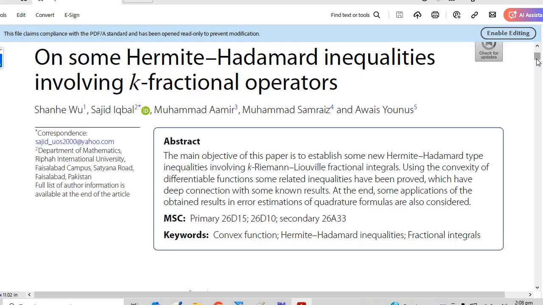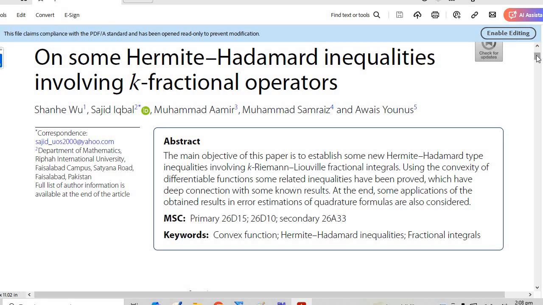Welcome to the class. Our topic of discussion today is Hermite-Hadamard inequalities for k-fractional operators. Different authors have proved fractional integral inequalities of Hermite-Hadamard type for different fractional integrals. Today we shall discuss how they are interesting and how these are generalized.